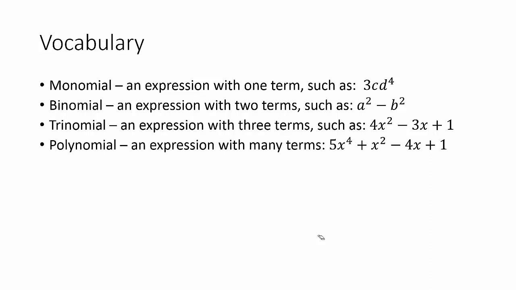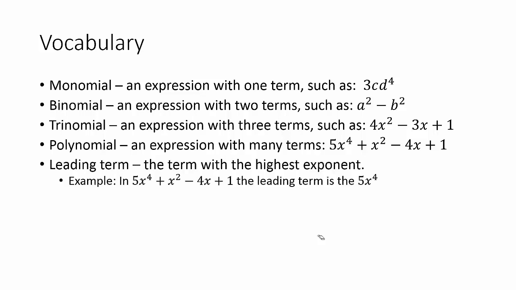Poly means many. So an expression with many terms is a polynomial. And technically monomials, binomials, and trinomials are a special case of a polynomial. But generally, polynomials have many terms. This example has four terms, 5x to the fourth plus x squared minus 4x plus 1. Now, just like terms, you can talk about coefficients and degrees.